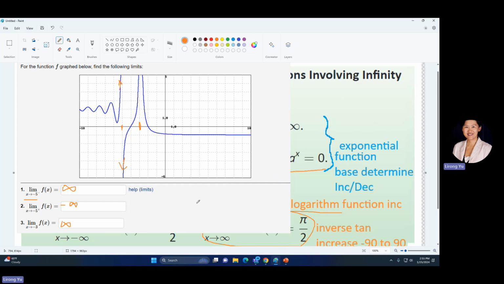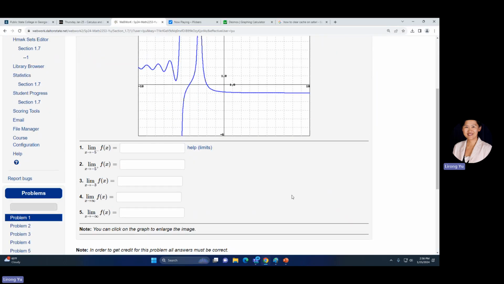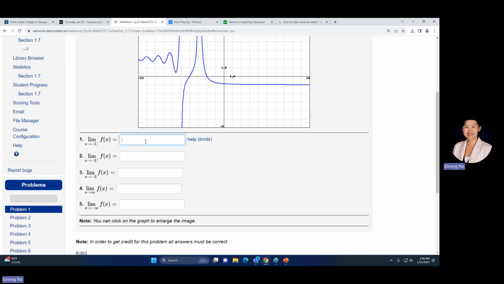Okay, let's see. Were you able to finish the first three? We would have negative infinity, infinity, negative infinity, because those are asymptotes. So let's see how we enter.